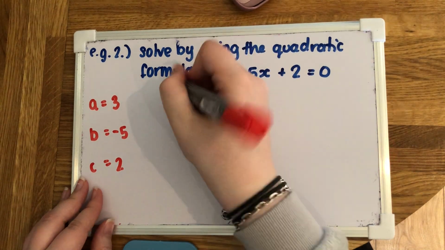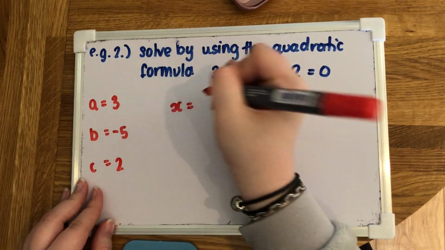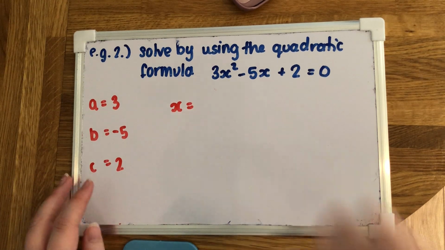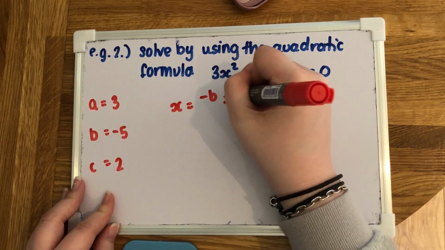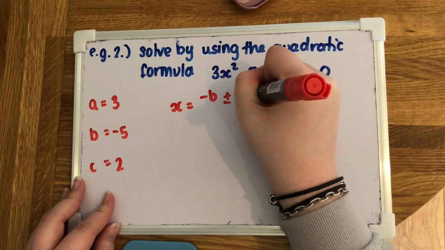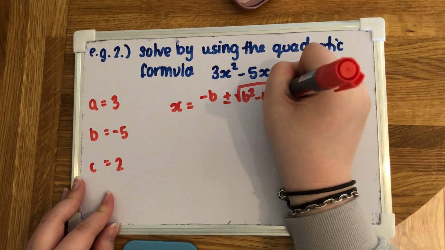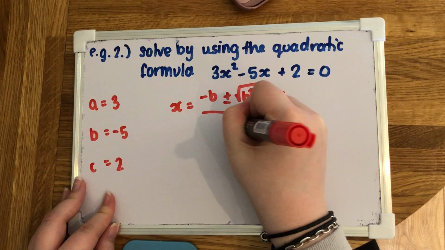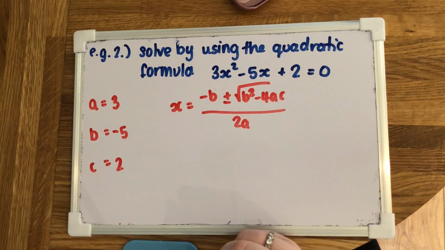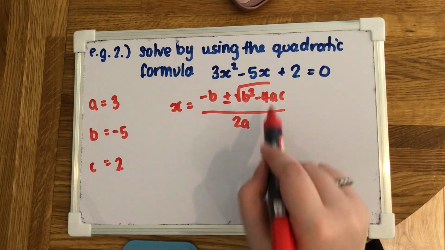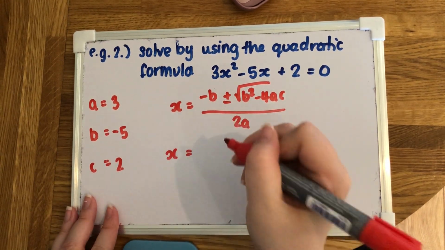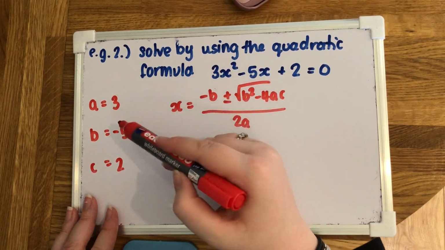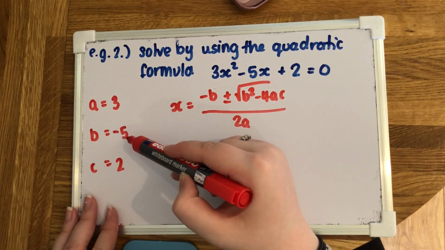Okay, again, we're going to write the formula out. I'm going to quickly just write it out with the letters for now, but obviously in the future you'll be able to just remember it. Okay, so this is the formula with the letters. We're now going to replace these letters with the actual numbers. So I'm going to do the positive one first. So B is already negative 5.